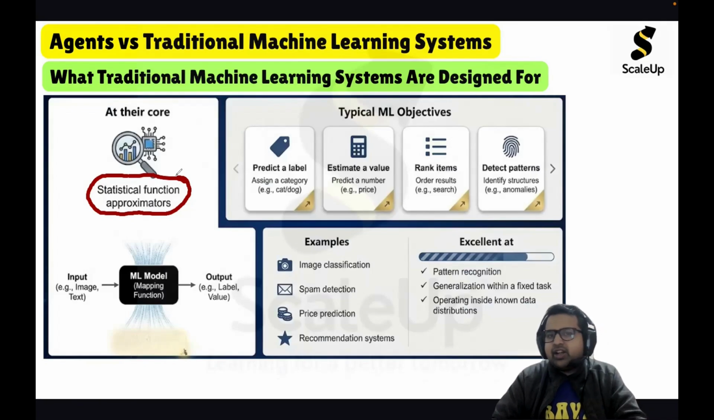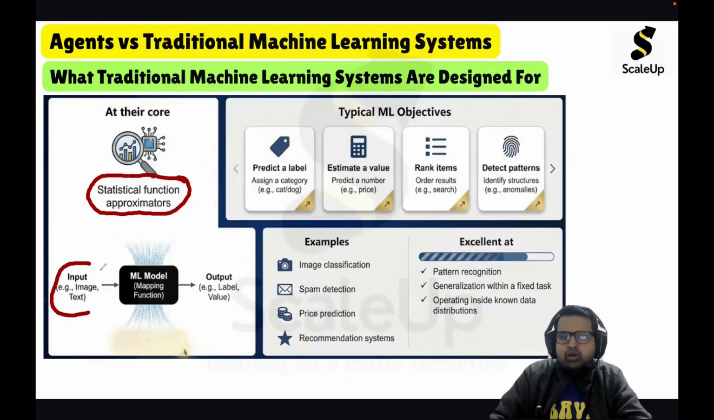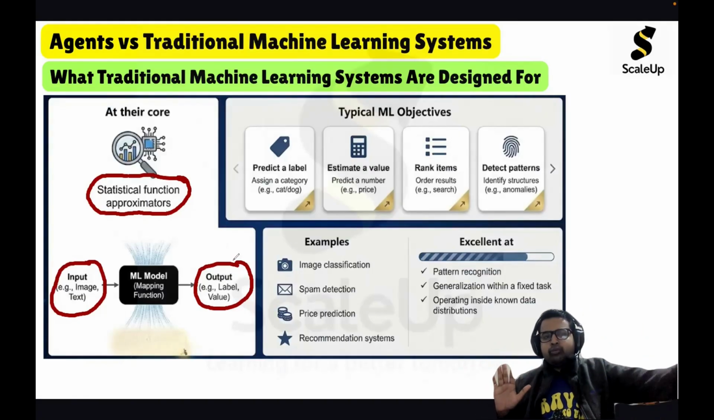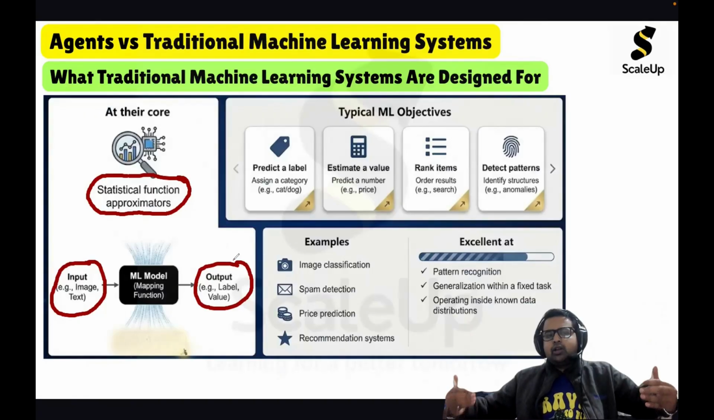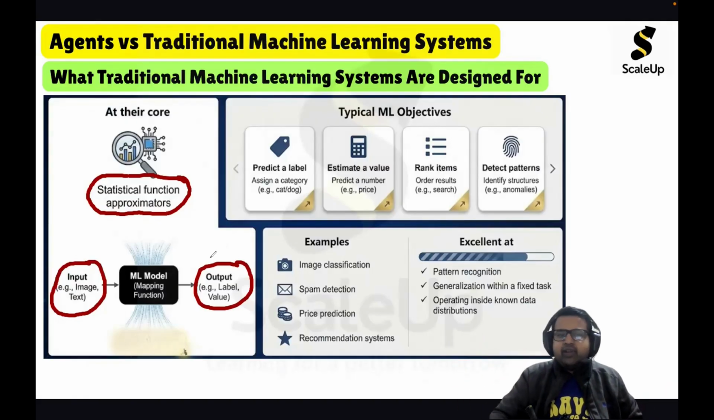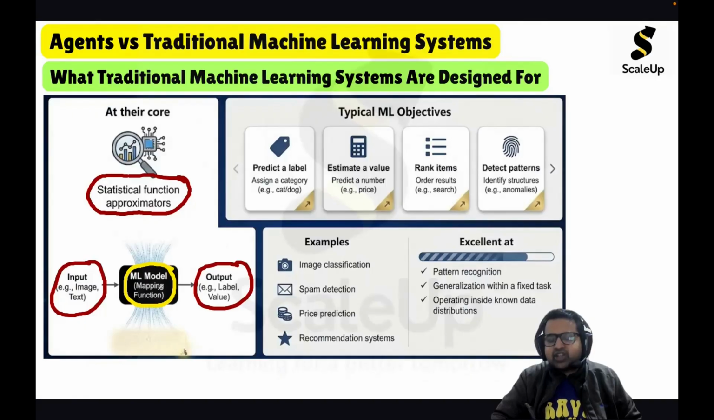So basically in machine learning systems, probability and statistics play a very important role. They are statistical function approximators. What they do is map input and output. So while training the machine learning model, we know the input, we know the output. If we have thousands and tens of thousands of samples wherein we know input and output, the machine learning model will devise the mapping function. It will uncover the mapping function, because the mapping function is the logic, the way to solve the problem.